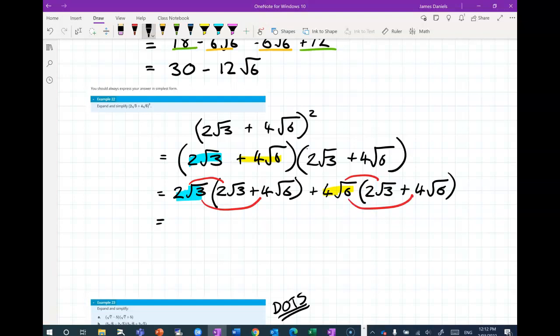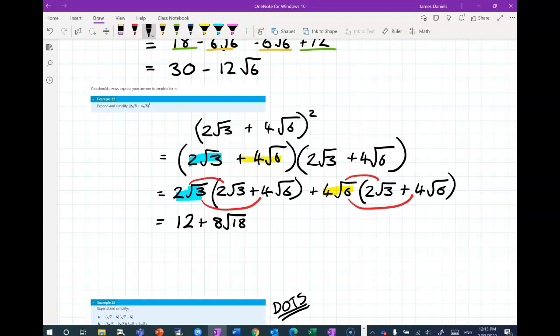2 times 2 is 4. Root 3 times root 3 is just the number 3. So we have 4 times 3. 4 times 3 is 12. Here we have 2 times 4, which is 8. And our square roots aren't going to cancel each other here. So we have 8 times, in the number parts, root 18. I think that might simplify later. Let's move along.